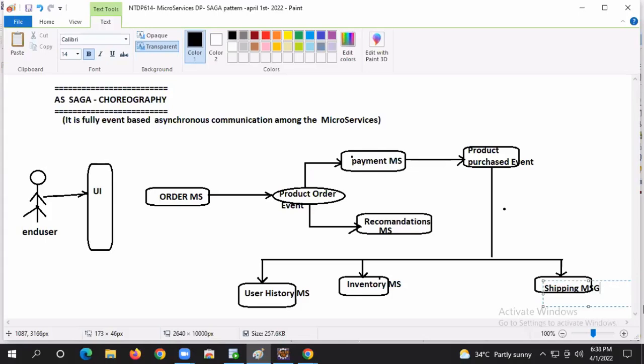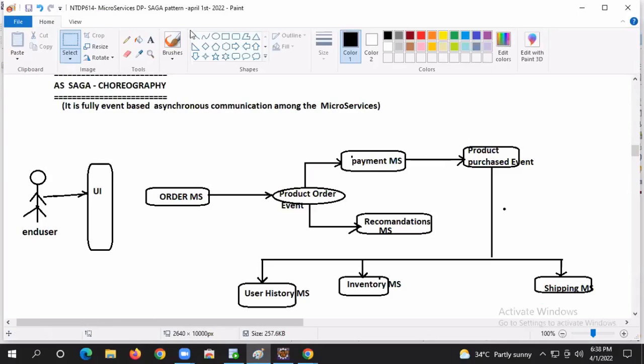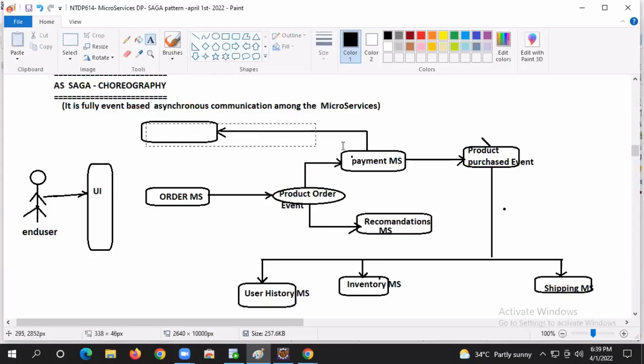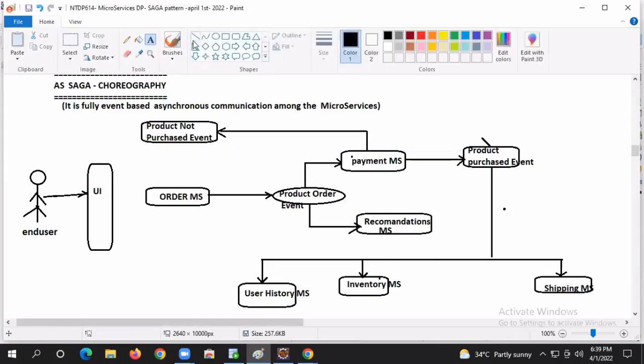Everything is event based, guys. For example, payment failed. Product not purchased event, guys. Product not purchased event. Are you listening to my statement?